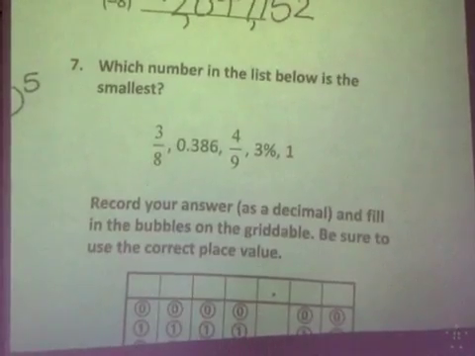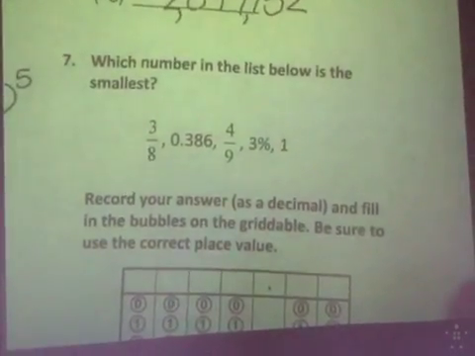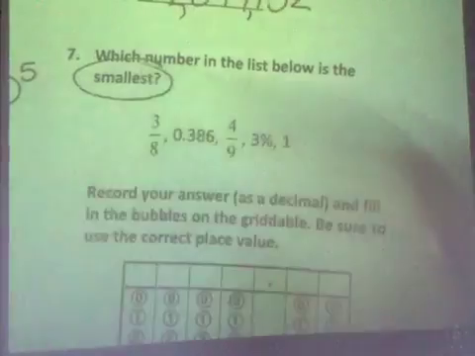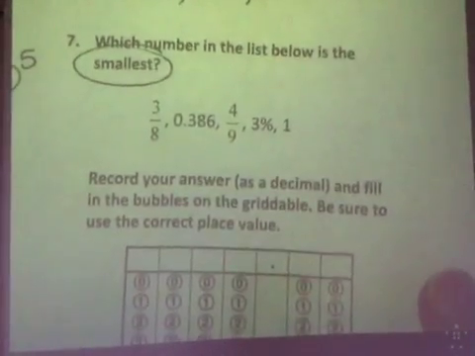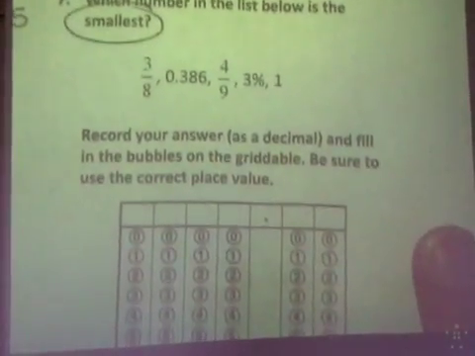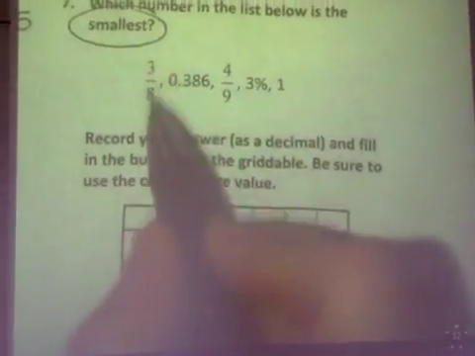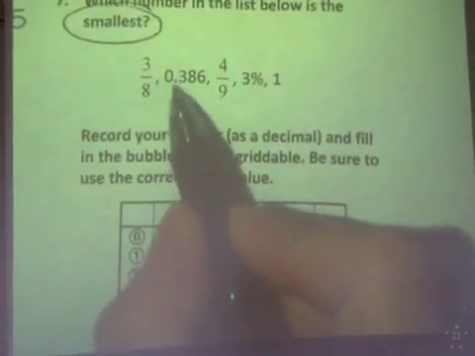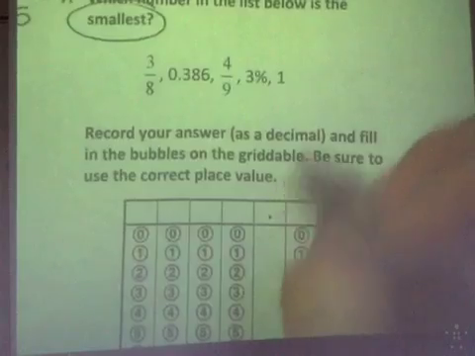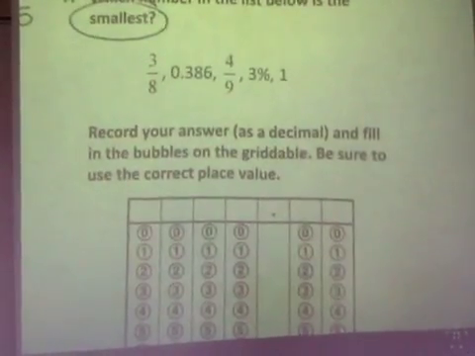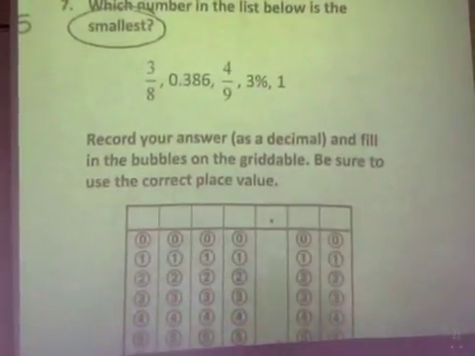Okay, the next one, number 7. Which number in the list below is the smallest? Okay, so make sure once you find the answer, you go back and make sure that it's the smallest one. Okay, so I have 3/8. I have 0.384. I'm sorry, 3/86. I have 4 over 9. I have 3%. And I have 1. Then we're going to record it in our little griddable down here.